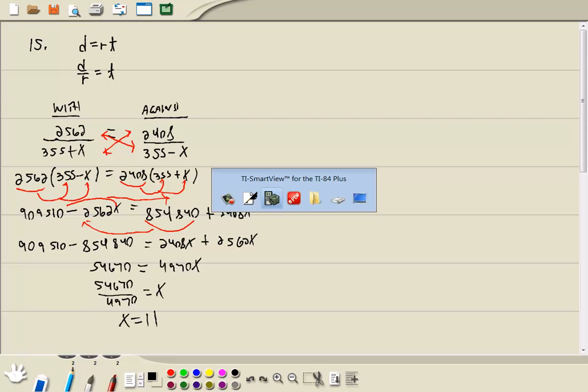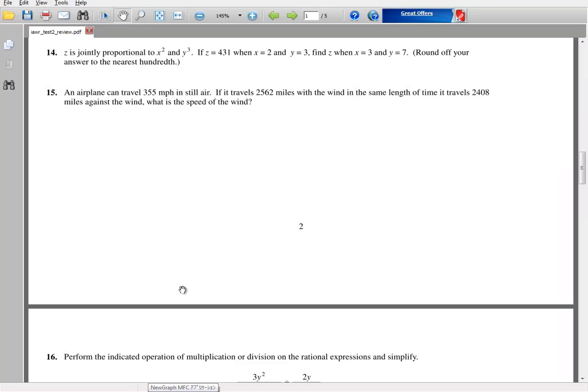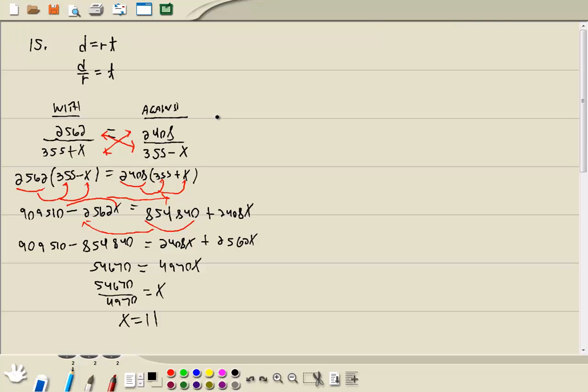Well, let's see what in the world it's asking for. What's the speed of the wind? Okay, yeah, that'd be right then. That's just what they're asking for. Because this is your speed, 355, and yeah, then that'd be the wind.